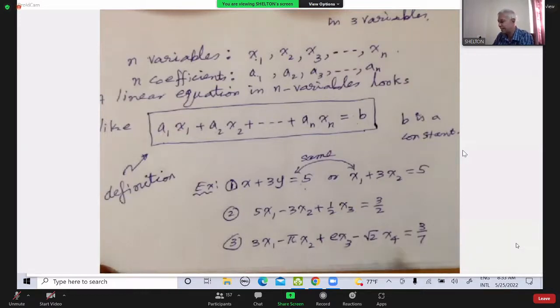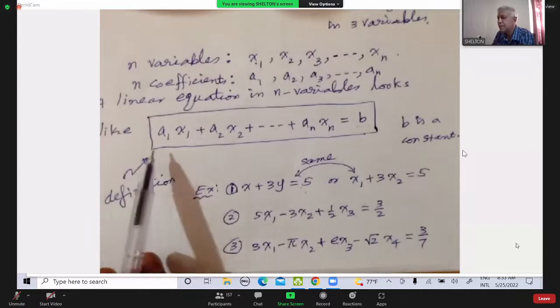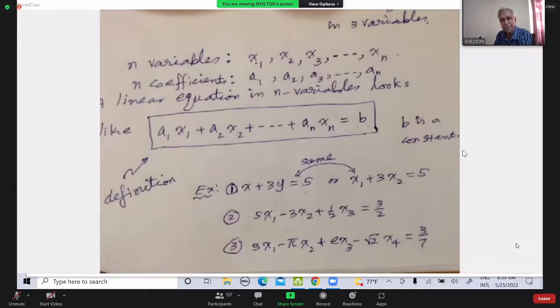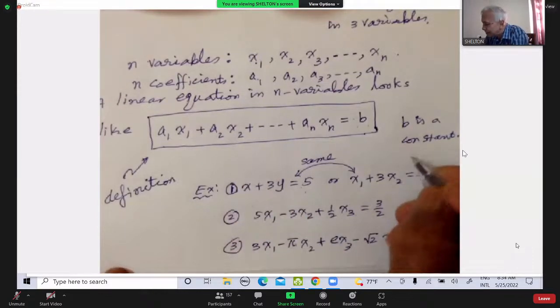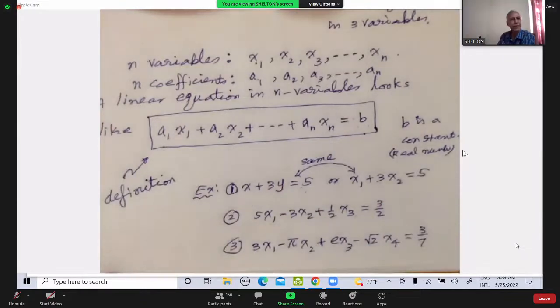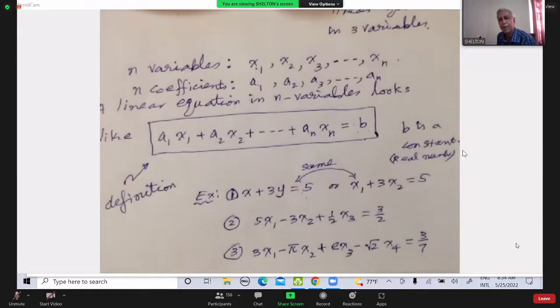Why did I write such a crazy looking equation? Just to let you understand that A1, A2, AN, when they say they are constants, are just real numbers. Constants are real numbers. So A1, A2, AN could be any real number. It doesn't matter whether it is an integer, a rational number or an irrational number. We mainly work with integer coefficients, but when you understand something, you have to understand it in its full generality. How are things so far?